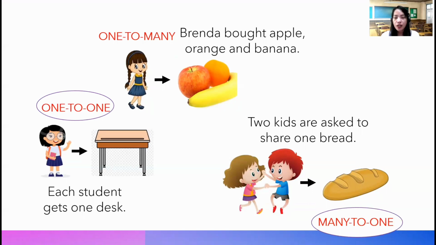Two kids are asked to share one bread, which is the relation many-to-one. Yung estudyante naka-pair lang sa isang desk, isa lang siya na desk. So this is an example of function. Etong two kids, naka-pair lang naman sa isang bread. So this is an example also of function. What about one-to-many? Bakit hindi siya function? Because si Brenda naka-pair na sa tatlong prutas. Apple, orange, and banana. One-to-many is not an example of function.